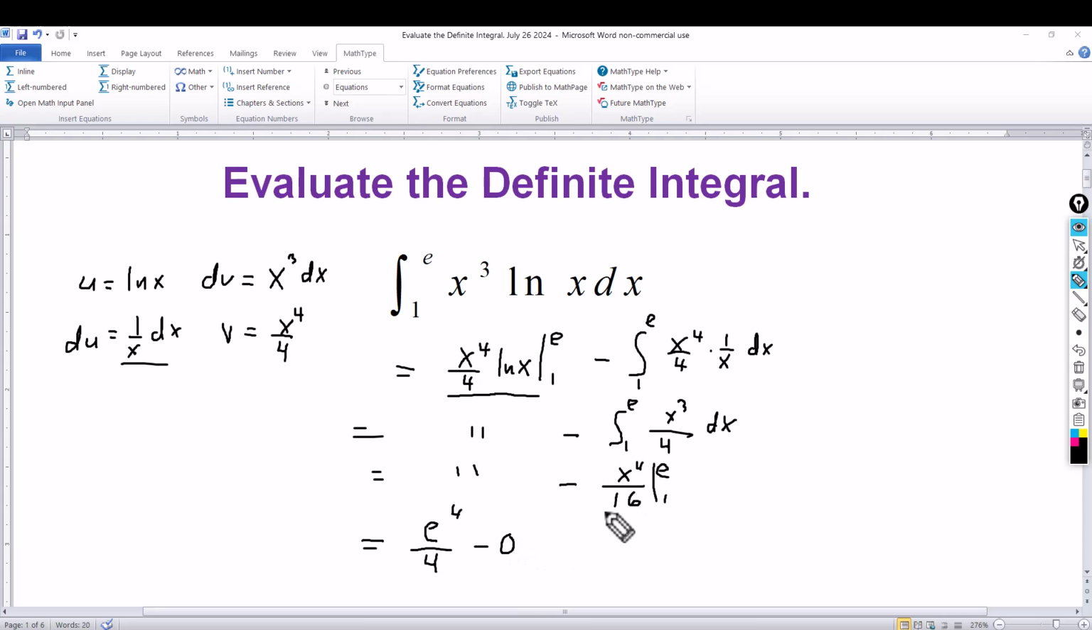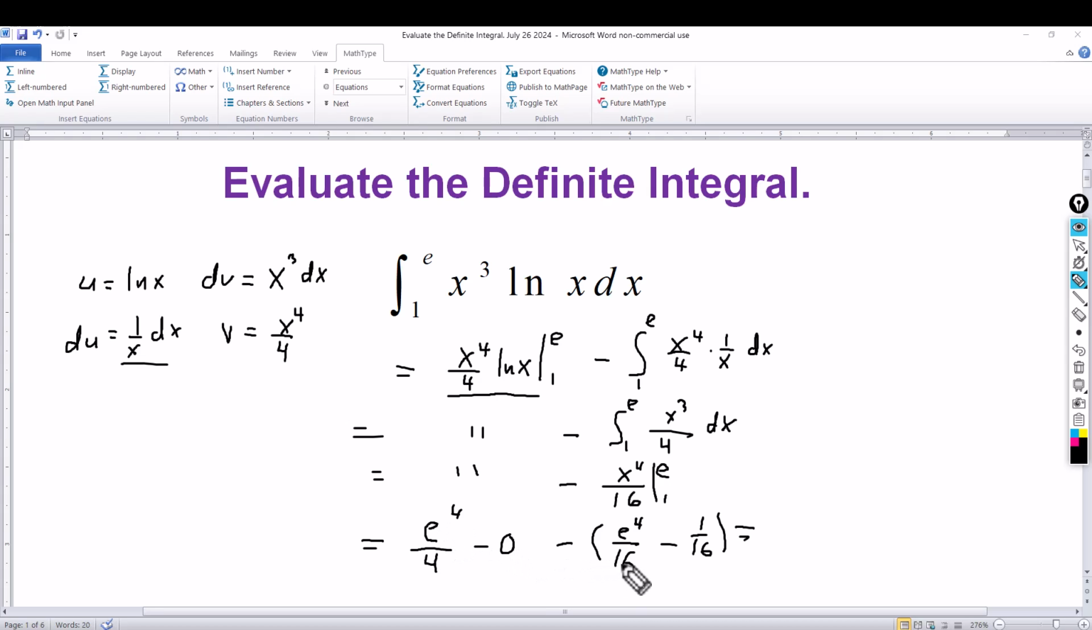And then let's do this one now. This is minus, and we evaluate. Let me put parentheses here, because it's minus all of this. Evaluate this at e, so put an e where the x is: e to the fourth over 16. And then it's a minus. Evaluate at e, and then you subtract the value at 1, the lower limit. So this will be minus 1 to the fourth, which is 1, so this is 1 over 16. So this is going to equal, okay, this is minus 0 here, so this is going to be e to the 4th.